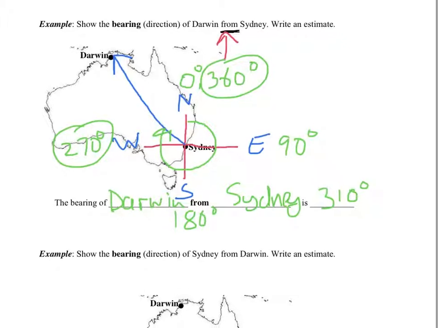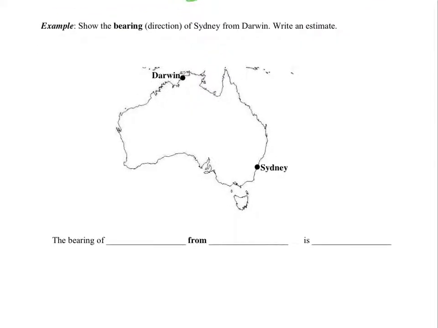Let's have a look at the next one. We've got to show the bearing of Sydney from Darwin. So the key word is from. Because the direction is being described from Darwin, we draw the compass in right at Darwin. Okay. Now, the direction of Sydney from Darwin. Now remember, it's a clockwise angle. So the angle we're looking at is clockwise from north. So that's the angle we've got to work out.